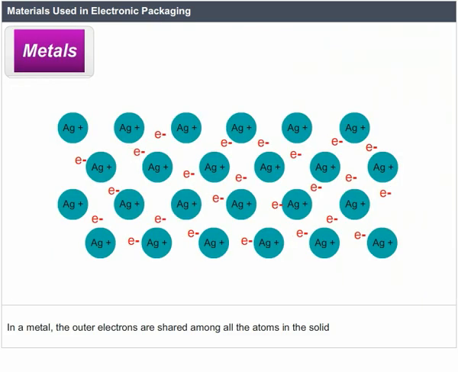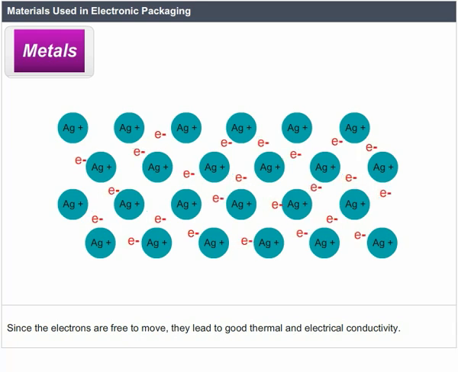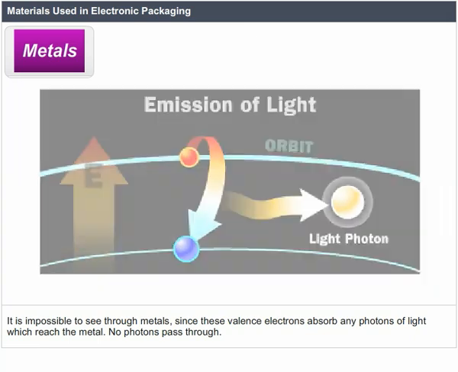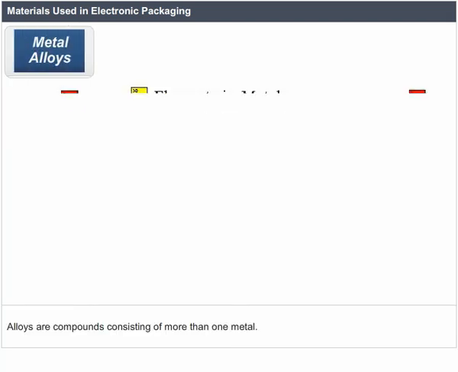Metals. In a metal, the outer electrons are shared among all the atoms in the solid. Each atom gives up its outer electrons and becomes slightly positively charged. The negatively charged electrons hold the metal atoms together. Since the electrons are free to move, they lead to good thermal and electrical conductivity. It is impossible to see through metals since these valence electrons absorb any photons of light which reach the metal. No photons pass through.